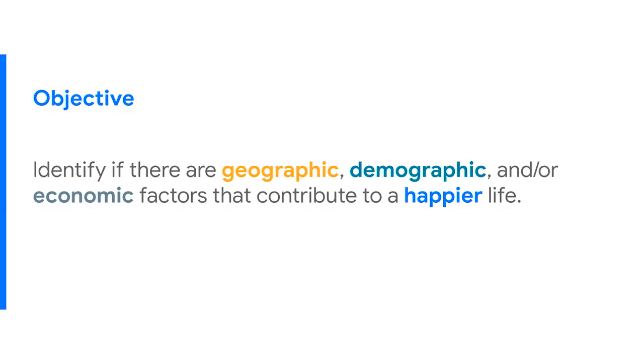So our transition slide: what are we talking about? This is where you let the audience know what we're trying to tell them, and what all the slides following this are going to be driving towards. When we look at this slide, I'm trying to identify if there are geographic, demographic, and/or economic factors that contribute to a happier life. That is the purpose of the overall presentation. So everybody in the room knows this, and that is what they're going to be thinking about as you present all of the data to them.